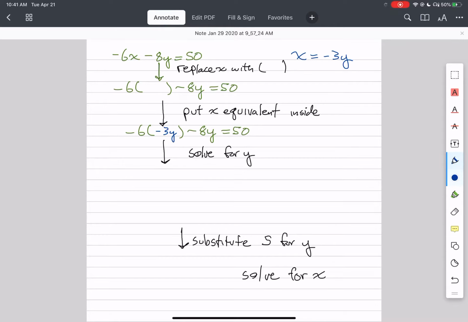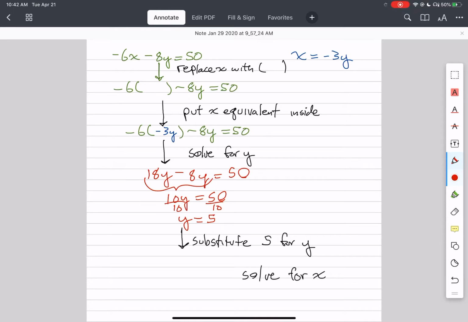Now what we can do is solve for y. So negative 6 times negative 3y is going to be positive 18y, minus that 8y equals 50. So 18y minus 8y equals 50. So 18y and minus 8y, that I can combine. I don't need to try and add or subtract it to the other side. I can just add them together. That gives me 10y equals 50. So then I divide both sides by 10. I'll get y equals 5.